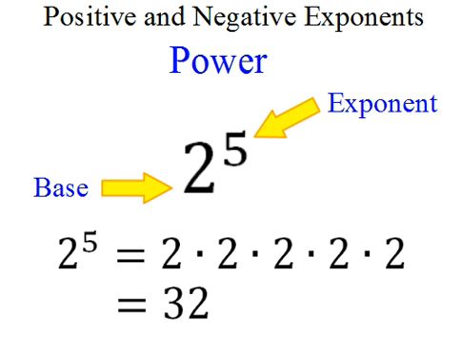Now exponents are handy because they save us a lot of writing. Writing 2 to the 5th power is way easier than writing 2 times 2 times 2 times 2 times 2.